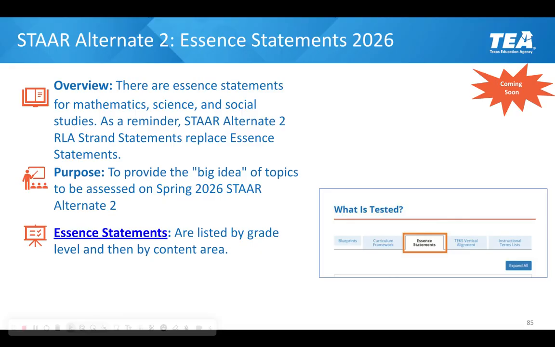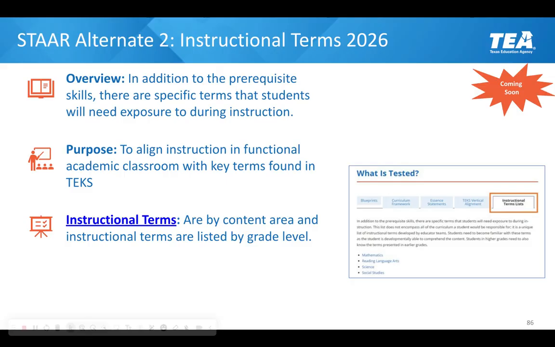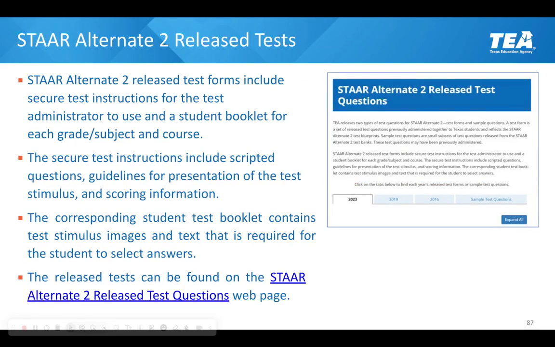STAAR Alternate 2 essay statements are also on the STAAR Alt 2 webpage. Essay statements provide the big idea of topics to be assessed on the Spring STAAR. There is also an instructional terms tab, which is content area instructional terms listed by grade level. There are also release tests that you may view and practice if you would like, located on the STAAR Alternate 2 page.